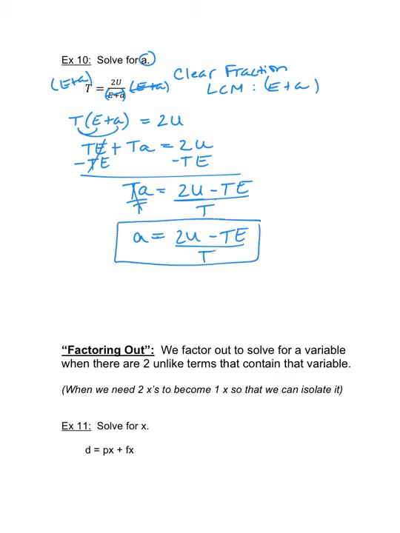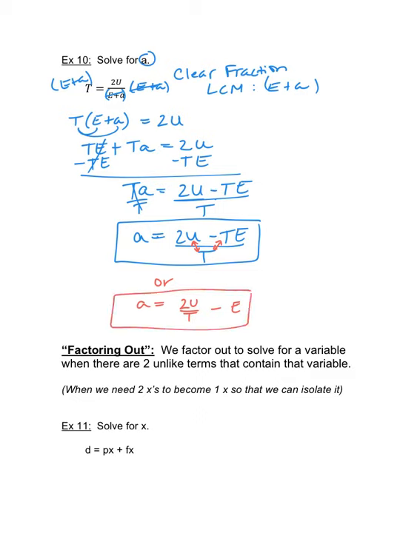This is one possible correct answer, and if you remember from yesterday, we said that both terms are being divided by t. So this could be simplified into 2u over t minus e, because te over t divides out the t's. So both are correct answers.